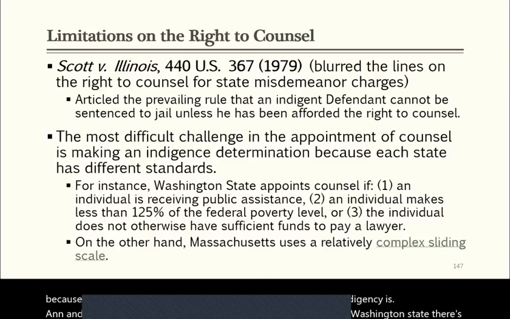Now, are the same people getting public defenders? For the most part. But there are some people who qualify for public defender in Washington, but would not qualify for public defender in Massachusetts. So we don't have any really good case law that says this is the level of poverty that somebody has to be at to get a public defender.